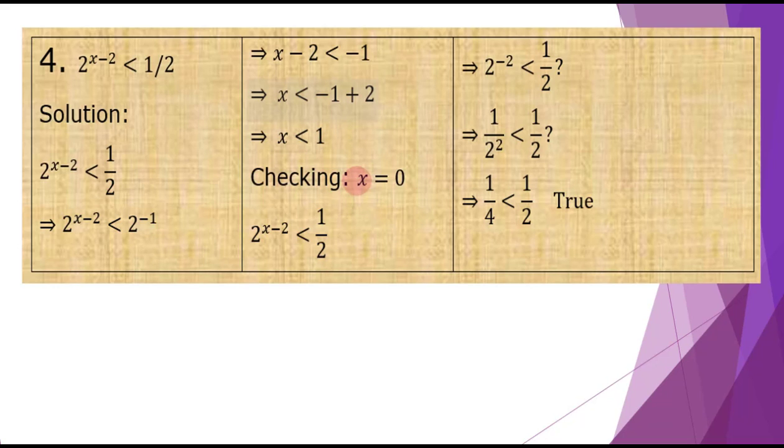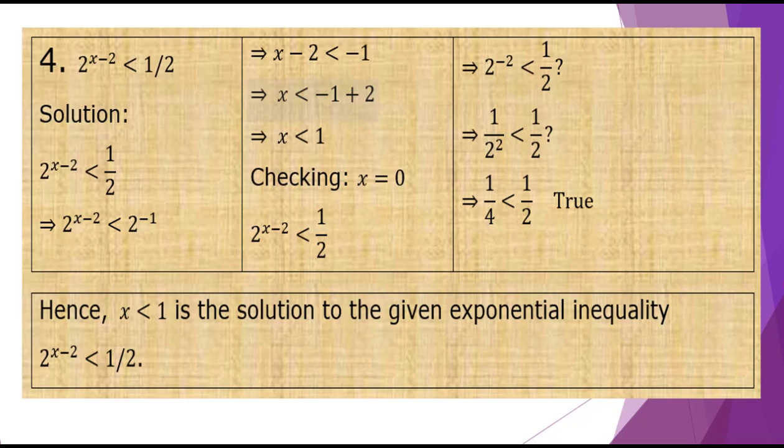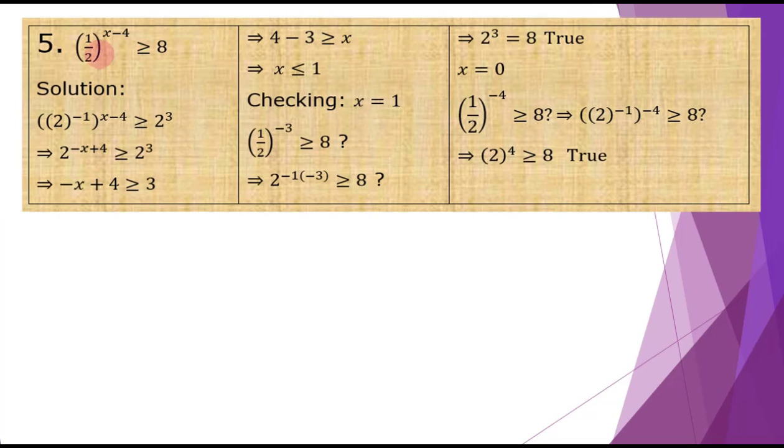Checking, let's pick the value x equals 0. Then we substitute here. That's 2 raised to negative 2. Is it less than 1/2? Well, that is 1 over 2 squared. Is this less than 1/2? It's true. 1/4 is less than 1/2. A true statement. Hence, x less than 1 is the solution to the given inequality, 2 raised to x minus 2 less than 1/2.